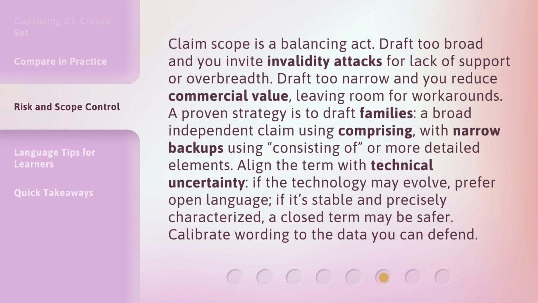Claim scope is a balancing act. Draft too broad, and you invite invalidity attacks for lack of support or overbreadth. Draft too narrow, and you reduce commercial value, leaving room for workarounds. A proven strategy is to draft families: a broad independent claim using comprising, with narrow backups using consisting of or more detailed elements.